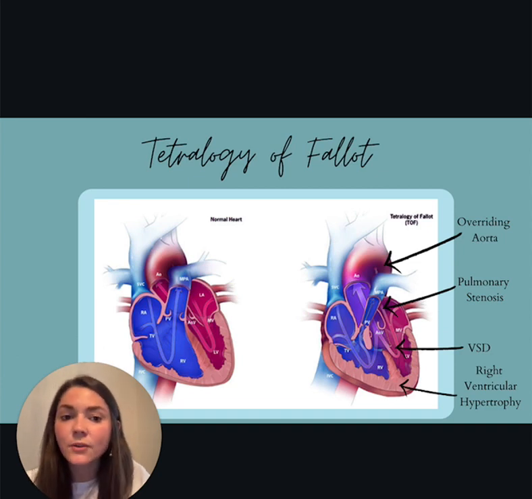So then we have an overriding aorta. And this is where the aorta is positioned over that ventricular septal defect instead of where it normally is, which is in the right ventricle. So this means that the aorta is carrying out not only oxygenated blood, but deoxygenated blood as well. And as you can see, all 4 of these defects kind of contribute to each other, leading to our diagnosis of Tetralogy of Fallot.